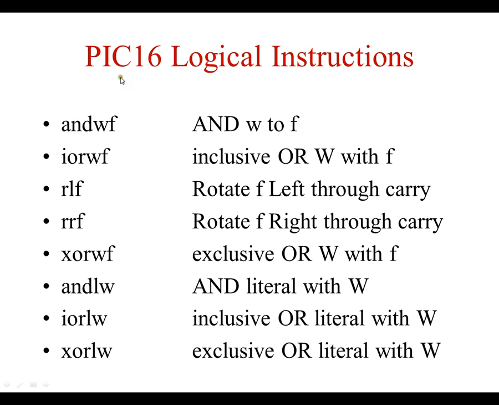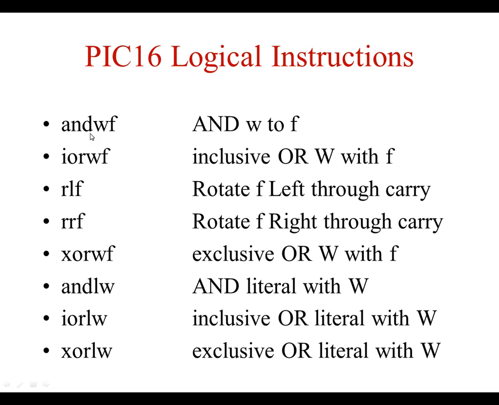So, with this lesson we're going to learn 8 logical instructions. The first one is AND W to F. We're going to go over each one of these in the simulator and give some examples in MPLAB X so you can see how they work. But basically, this is a logical AND instruction, which does a bitwise AND. So for each bit, it'll do an AND. So if you have a 1 and 1, that gives you a result of 1 in that bit location.